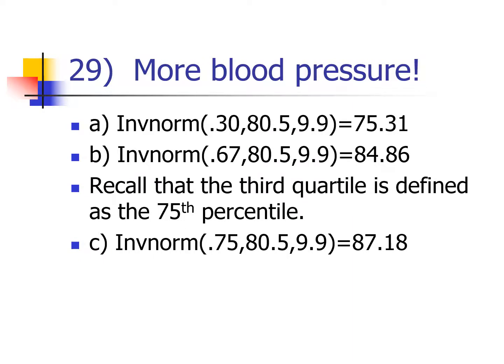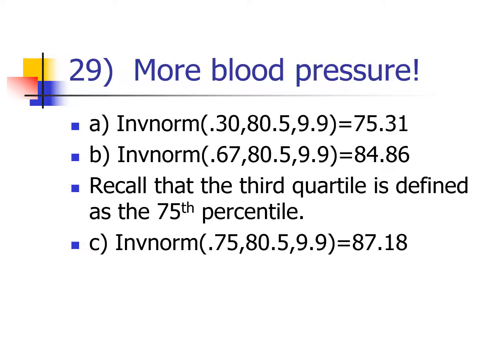So right here, it's just asking for percentiles, 30th percentile, 67th percentile. It asks us to find the third quartile, but remember from chapter 2, the third quartile is the 75th percentile. So that just means plug 0.75 in there. Yeah, I know. Piece of cake, right?